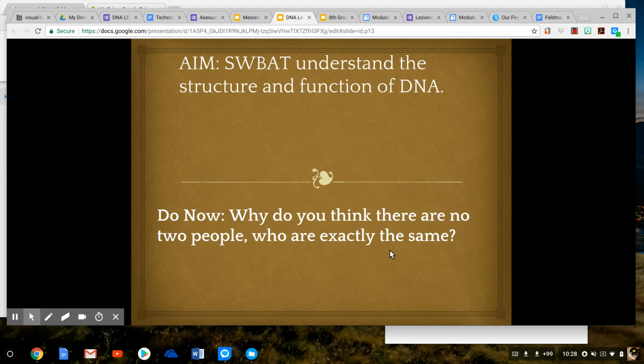To start off, we're going to do a do now question. I want you to think, why do you think there are no two people who exactly look the same? Even twins, even identical twins, there are things that tell them apart. So I want you to take a few seconds and think about how they're connected. And when you're ready, you can unpause the screen.